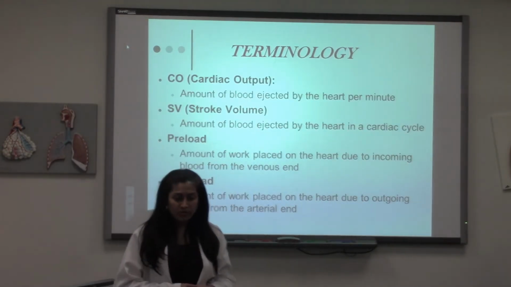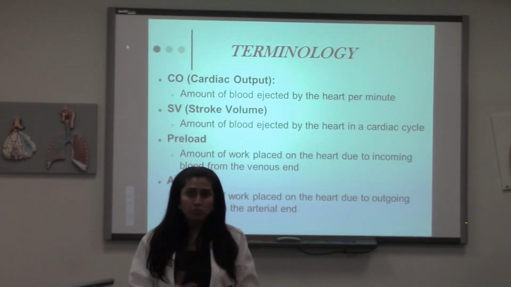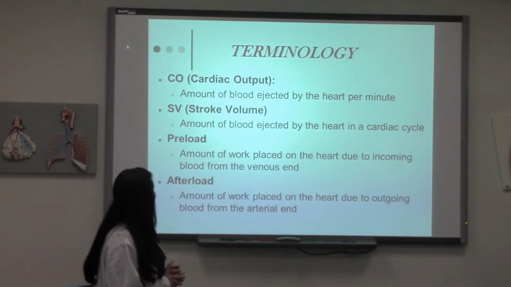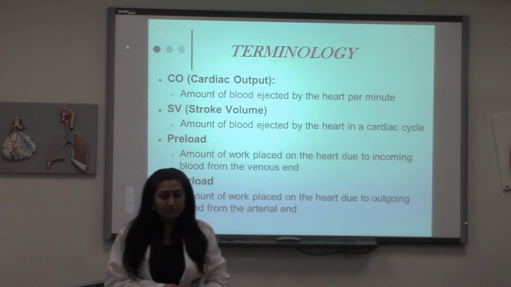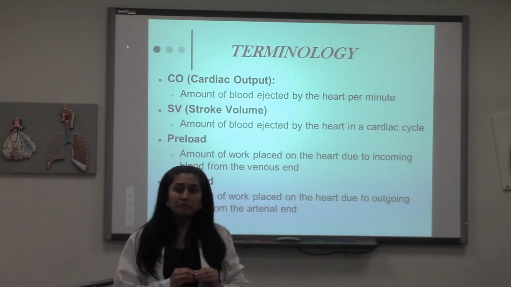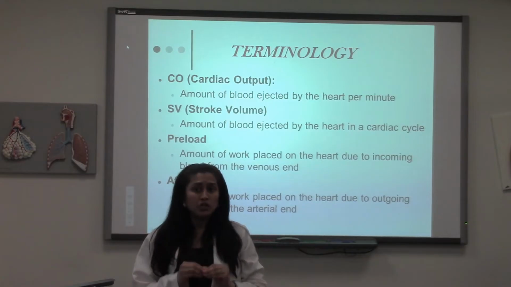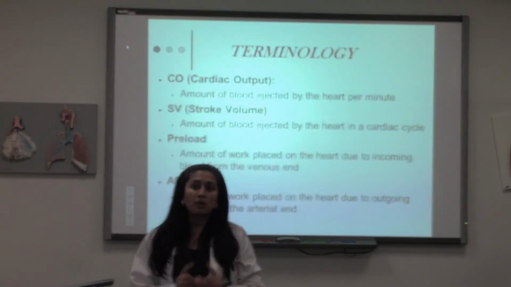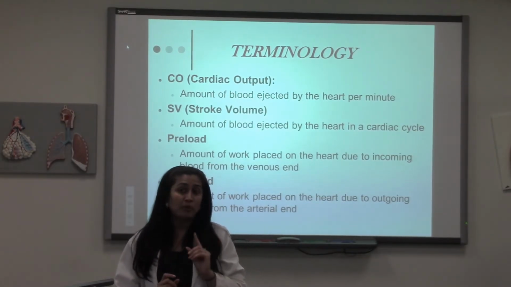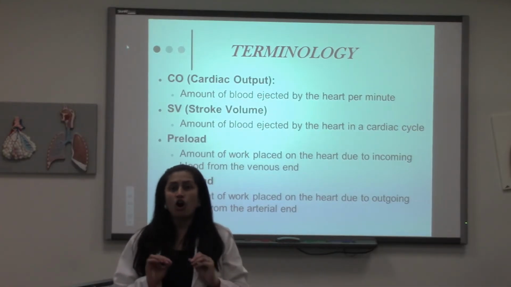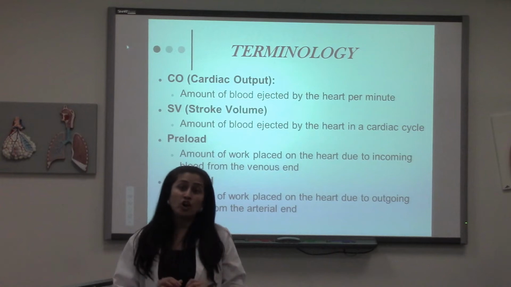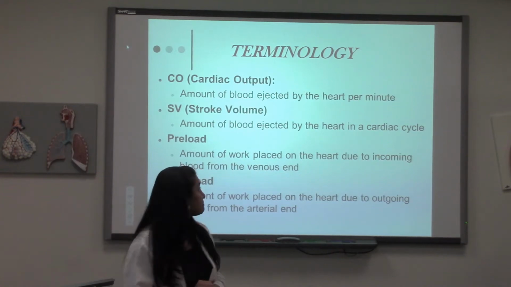Okay. Before we go into more detail, we need to learn a few more terminologies. So, cardiac output, CO. Cardiac output means the amount of blood your heart ejects per minute. The key thing is per minute. So every single minute, how much blood is your heart ejecting? That's your cardiac output. Okay?